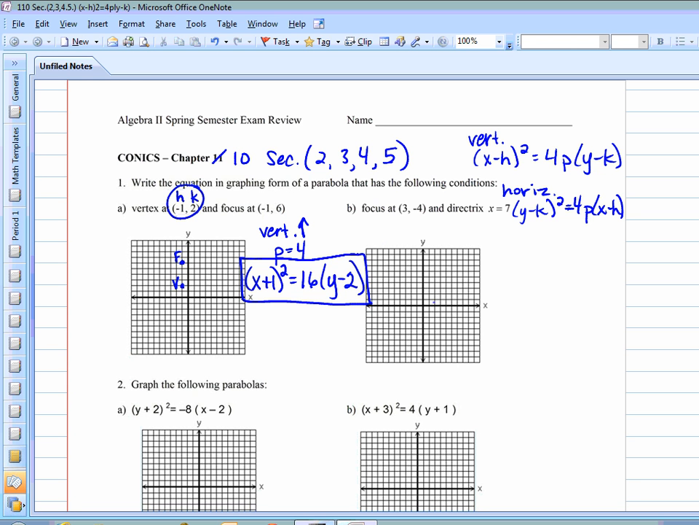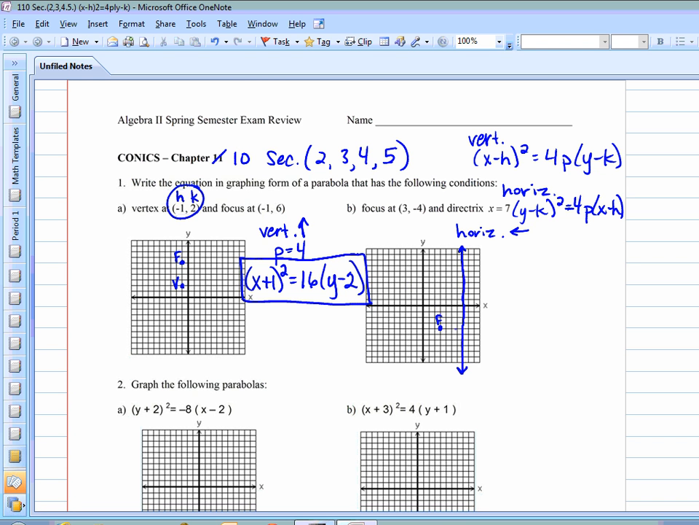Next one, the focus is at 3, -4, and the directrix is at x equals 7. So we have a vertical line at 7. If the vertex is contained in the parabola and it curves around the focus and the directrix line is behind it, then that means this is going to open to the left. So I know it is horizontal, and I just put my little arrow opening left.